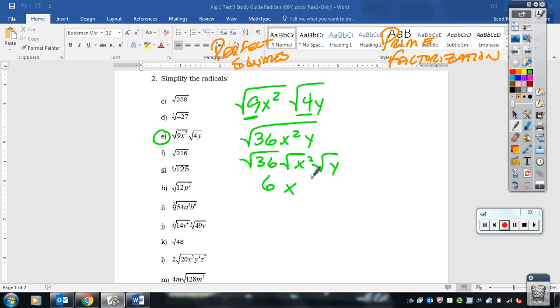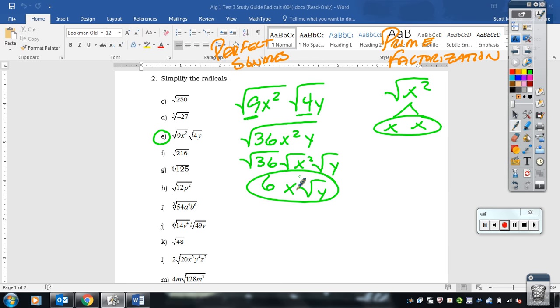Again, a pair of numbers. You can break this down also. X squared is x times x. Here's a pair, it goes on the outside. There's nothing left over to be on the inside. Here's a solo, stays by itself. 6x rad y for E.